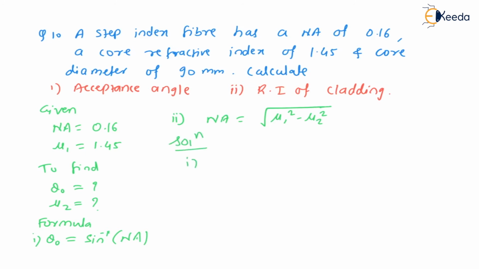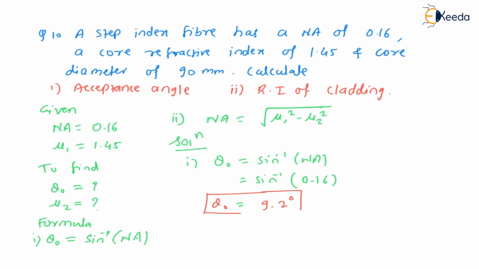So solution, first one: theta naught equals sine inverse of Na. Now we will substitute the values over here. So sine inverse of Na is what? It is 0.16, and then we'll get the inverse of this particular value as 9.2 degrees. This is the value of the acceptance angle for the given optical fiber, 9.2 degrees.